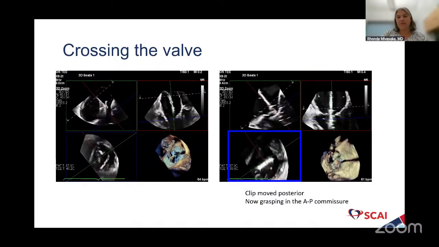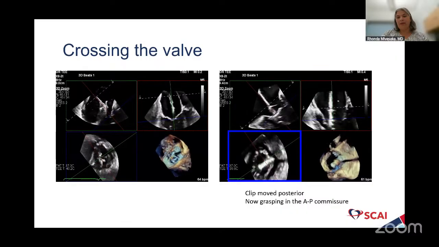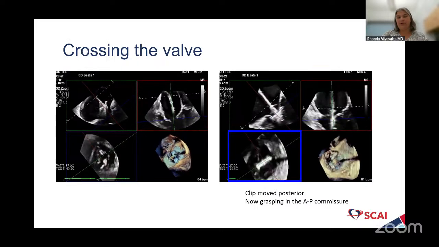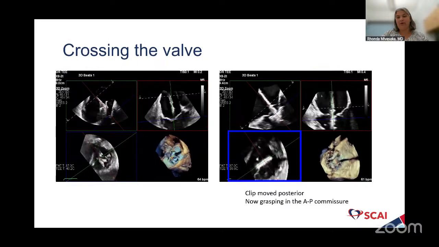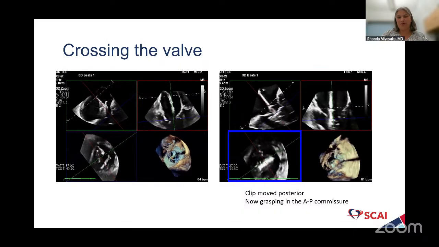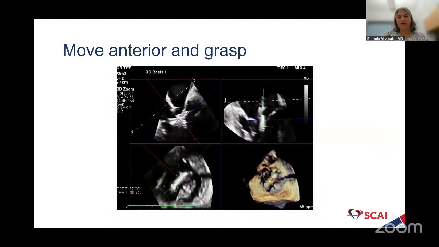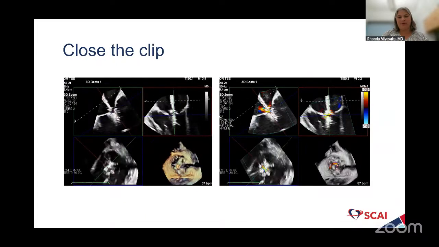So I know a lot of people during grasping will move down to a gastric image to make sure that there haven't been changes in the clip's location or the orientation. You can see here, if you look at our short axis image, when we crossed the valve, the clip actually moved posterior. And so now we're grasping in the AP commissure, not anywhere where we would want to be doing a grasp. But because we could notice that on our short axis image, we were able to bring the device more anteriorly again and proceed with grasping with a septal anterior grasp here and reduction in TR.